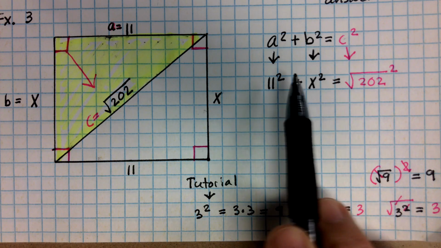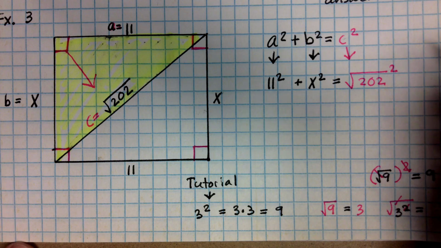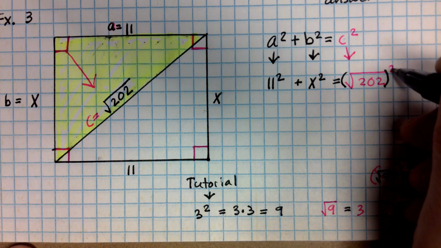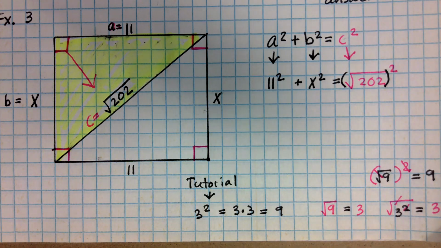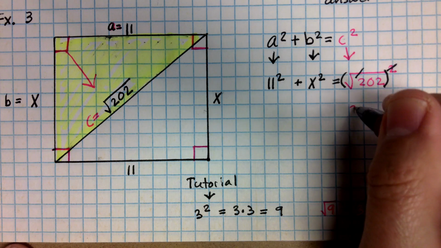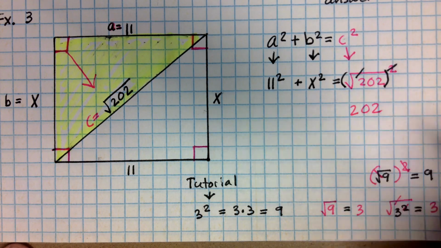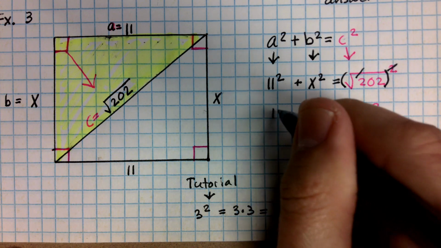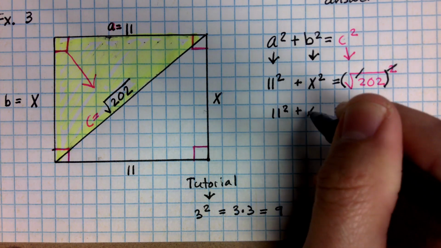And so now we're going to continue doing this problem. The reason I'm telling you this is because I'm going to put parentheses around here just to remind myself that I have a square up here. And that square right there, that 2, is going to cancel out the radical. And so therefore all we have left is 202 on that side. And on the left we still have 11 squared plus x squared.